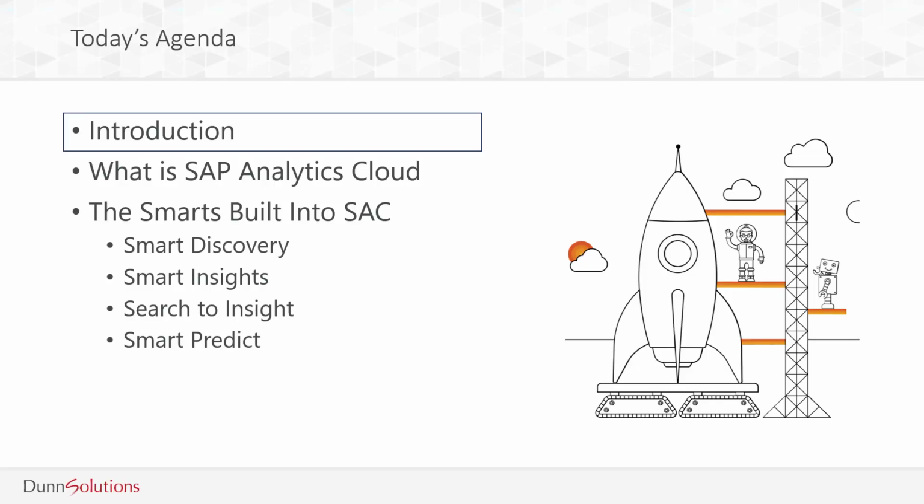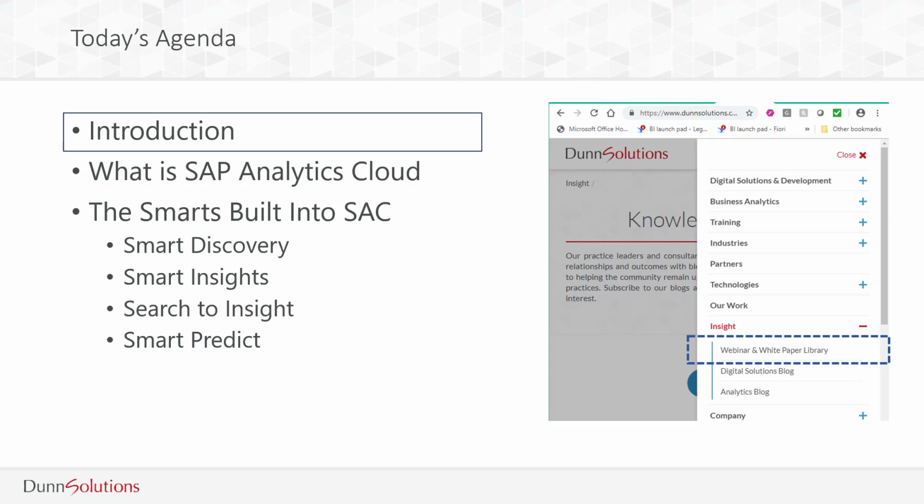The agenda today is straightforward. I'll start with a Dunn Solutions Group commercial. I promise it will be short. And then we're going to do a quick introduction on SAC. I'm not going to dive into a lot of the intro part of SAC because I do want to focus our attention on the smart capabilities of SAC. That said, if you do want to watch videos on an intro to SAC, go to www.dunnsolutions.com and click on the Insights menu and search for Analytics Cloud.